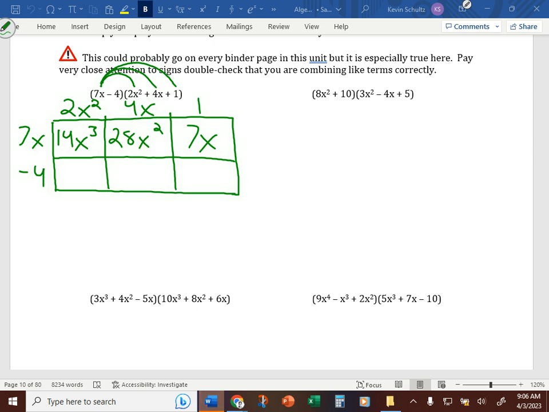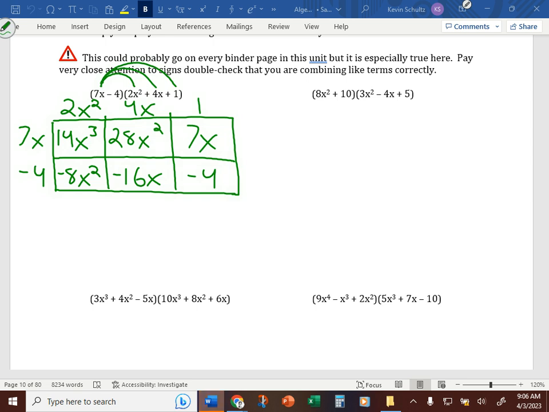Okay. Now I go to my negative 4. Negative 4 times 2x squared is negative 8x squared. Negative 4 times 4x is a negative 16x. And negative 4 times 1 is a negative 4. Okay.